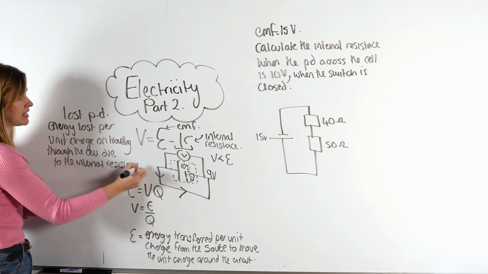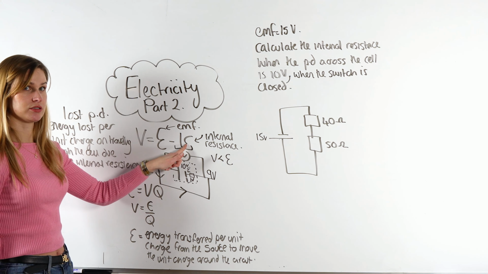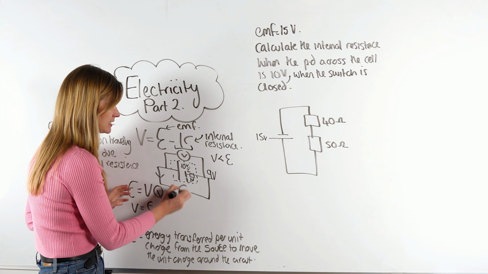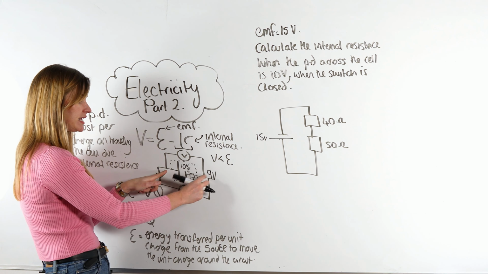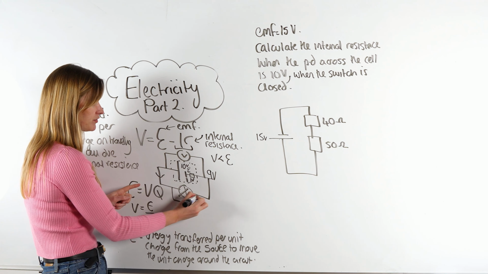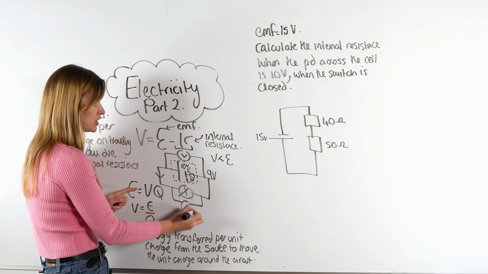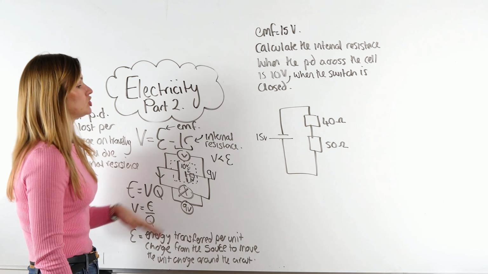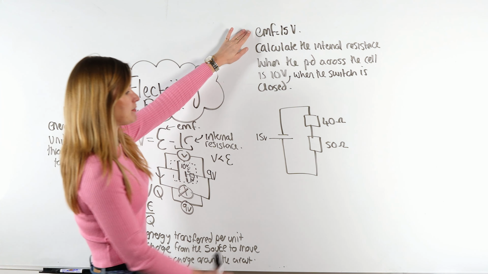And that's what we're representing then by that little r. But remember, don't forget any GCSE rules. If I have a bulb connected here and the potential difference here is 9, remember the potential difference across the components is the same, so the potential difference here is still going to be 9 volts. Okay? So if we look at this question, it says the EMF is 15 volts.